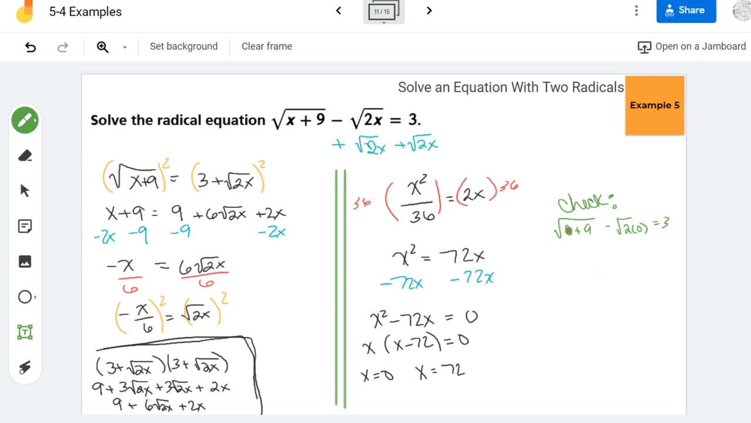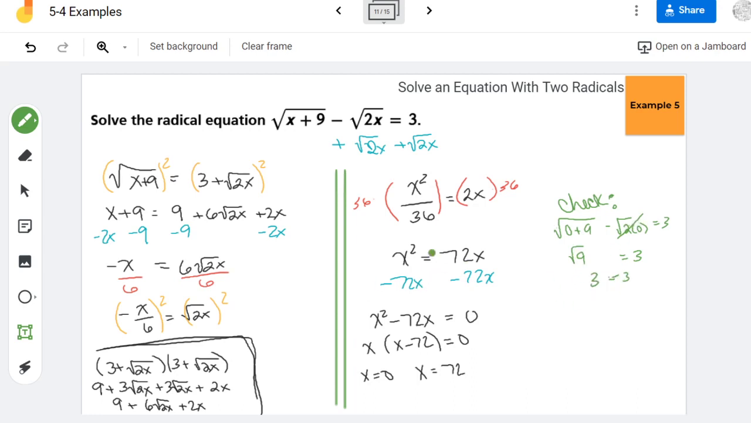Okay, so 0 plus 9 gives me the square root of 9 here. And 2 times 0 is 0. And the square root of 0 is 0. And subtracting 0 does nothing. So that term we're just going to get rid of and pretend like it never existed, okay? And the square root of 9 is 3.